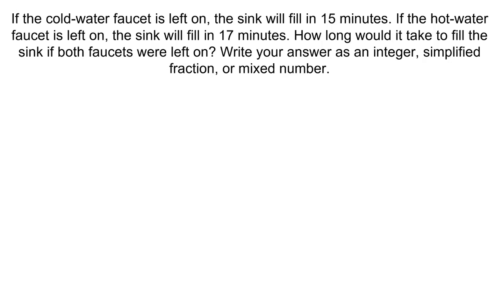And the problem that I just read to you is a common work type problem. We'll be able to identify these because there's always some work being done by one or more persons or one or more things. Here, the cold water faucet is doing some work, it's filling the sink, and the hot water faucet is filling the sink as well. In other examples, it may be a painter painting a house that can do it in a certain amount of time and another person that can do it in a different amount of time, and if they work together, how long will it take them to get the job done together?